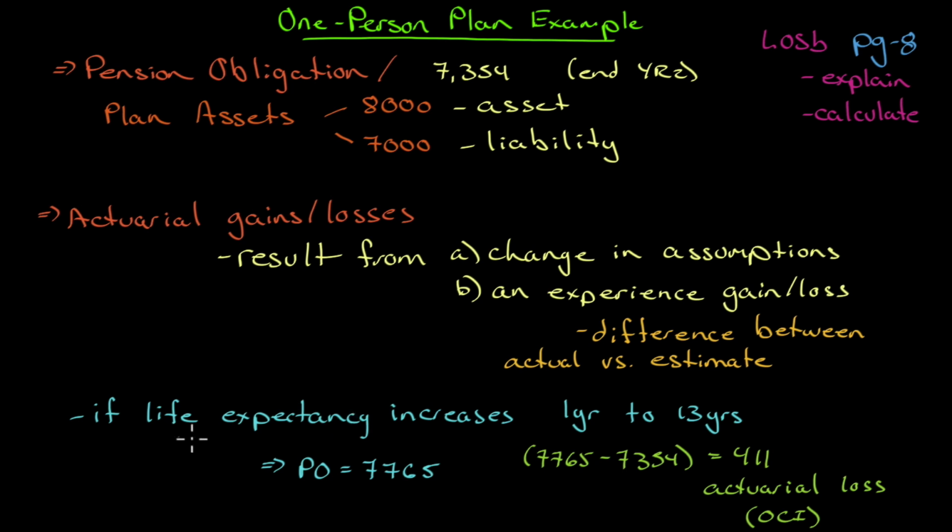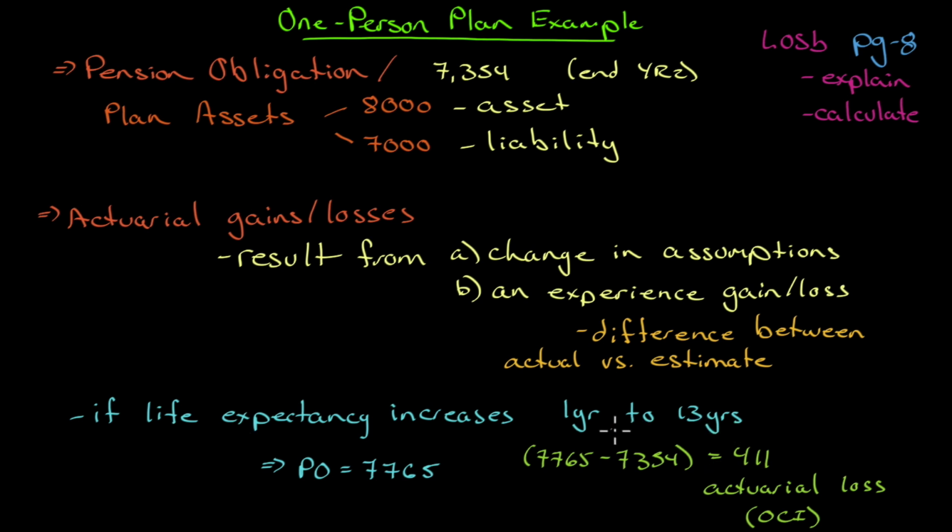just change one now. If life expectancy increased 1 year to 13 years, let's say Lee is not going to live 12 years, but we'll put him up to 13 years, 1 extra year. The pension obligation would be $77.65. For those first 2 years would be $77.65. Notice up here, at the end of year 2, we're at $73.54. 1 extra year, 2 years in, look at the difference. $77.65 minus $73.54 is $4.11. So this pension obligation is $4.11 higher because of this change in assumption.